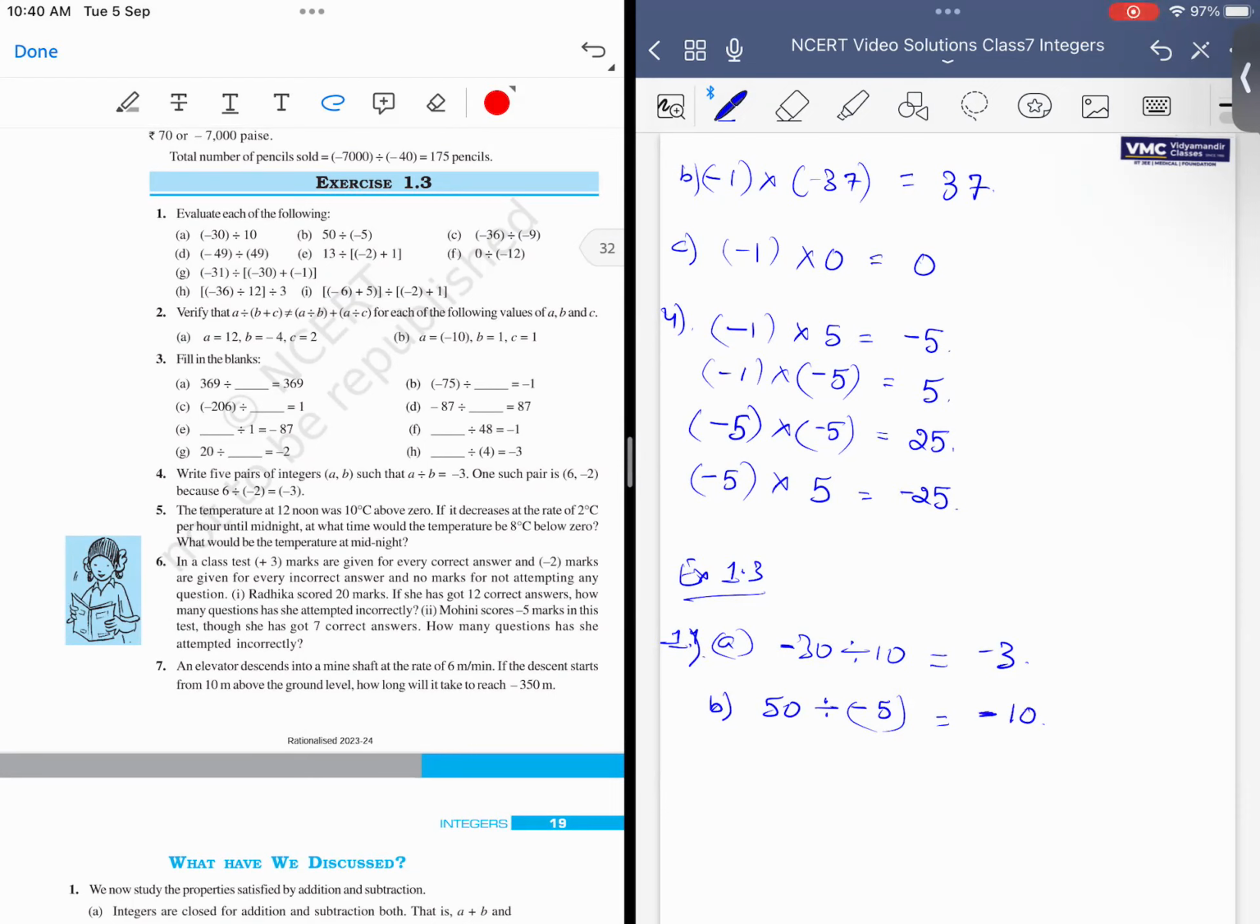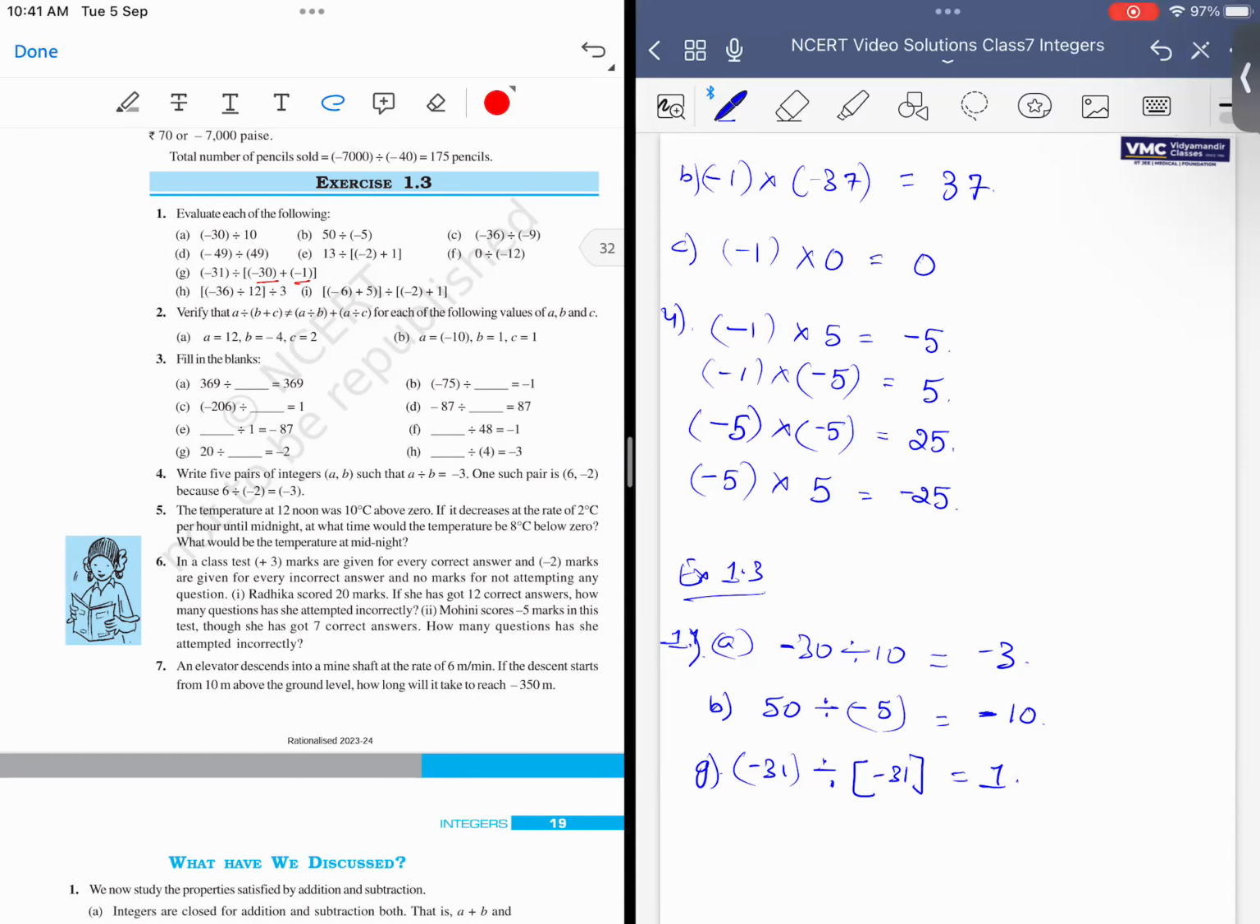Likewise, we can do the rest. If you talk of G part, minus 31, divide by. Now first you solve the bracket. What is there inside the bracket? Minus 31 plus, two negative numbers are added, so the result will be minus 31. So a number divided by itself will be what? Always 1. Any number divided by itself is 1.